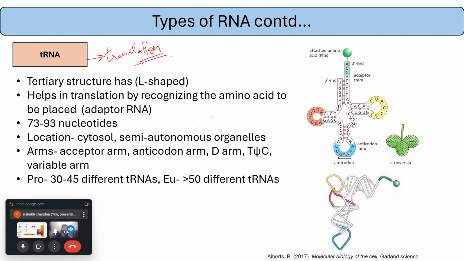Talking about its structure, then we'll go into its function. It has a tertiary structure, the only RNA that has a tertiary structure, and that is L-shaped, as shown here. And this is the secondary structure of the RNA, and it basically helps in the recognition of the codons.